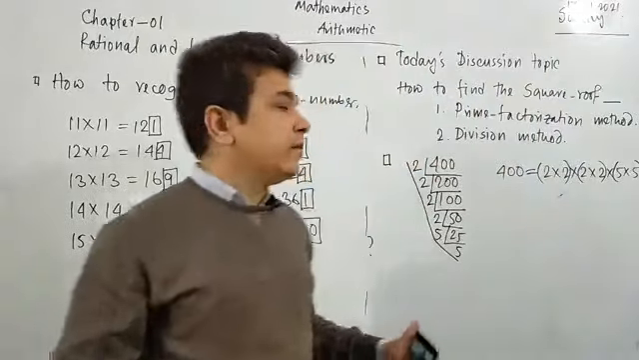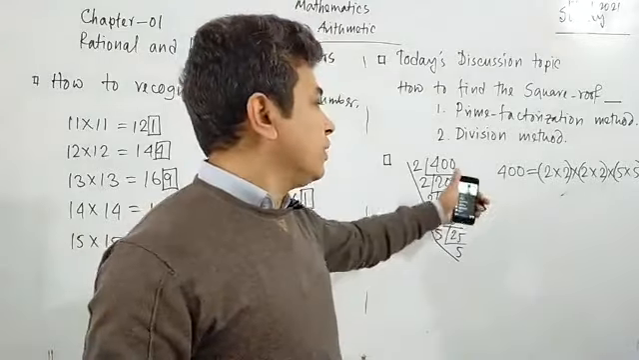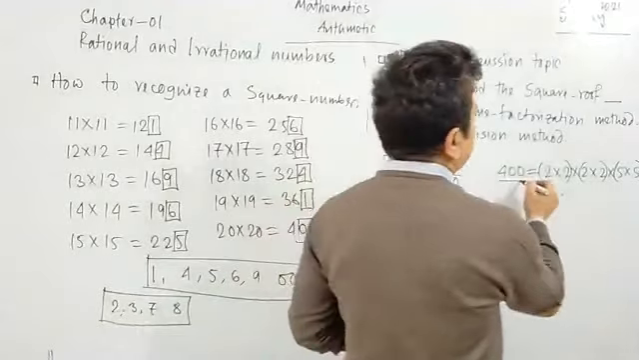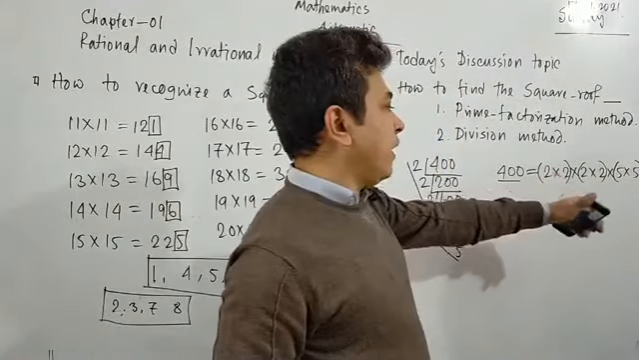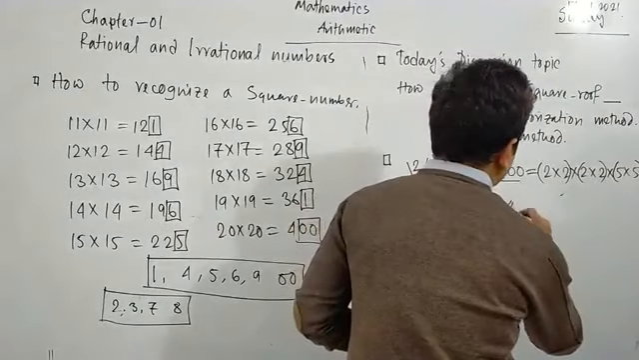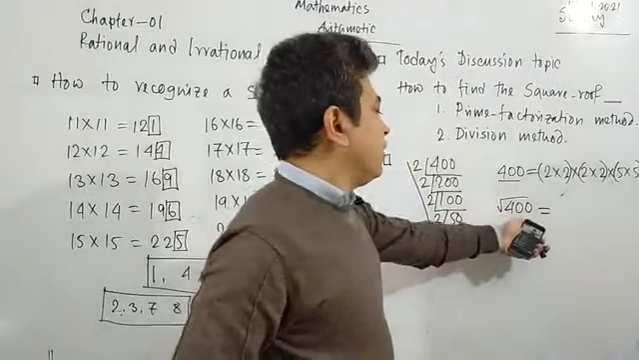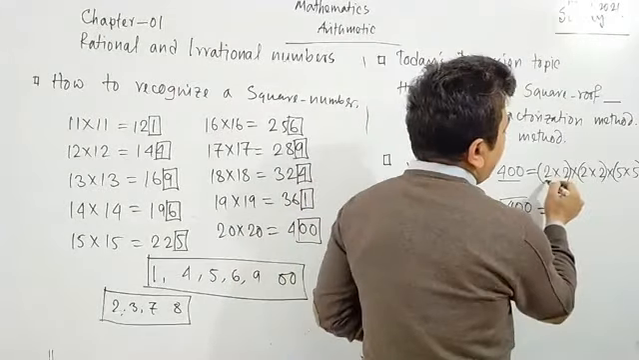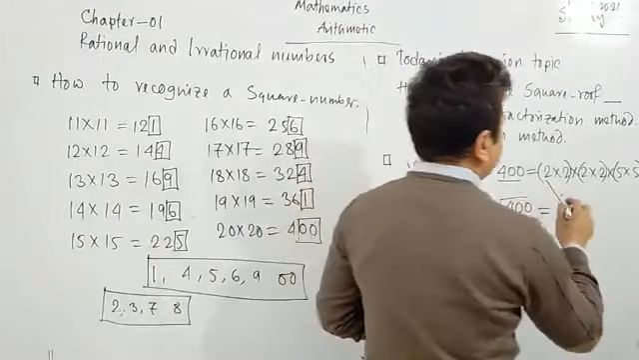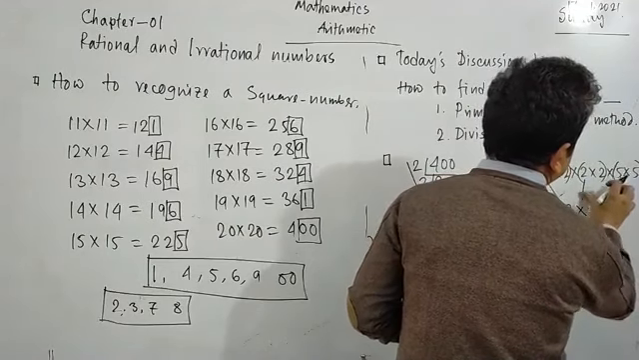When every single prime factor is pairwise, we can say that number is a perfect square number. So here is 400 and the factors are 2 and 5, and every single factor is pairwise. So the square root of 400 equals only one factor from every single pair. I have taken one factor from this pair and another factor from this pair.